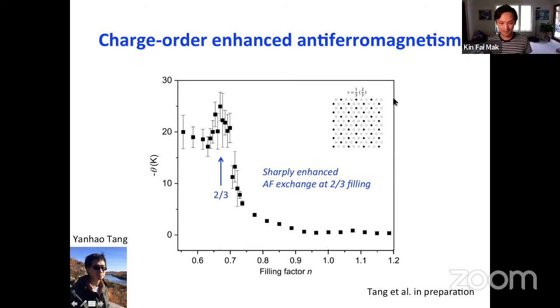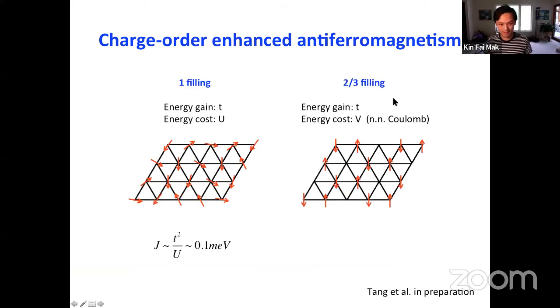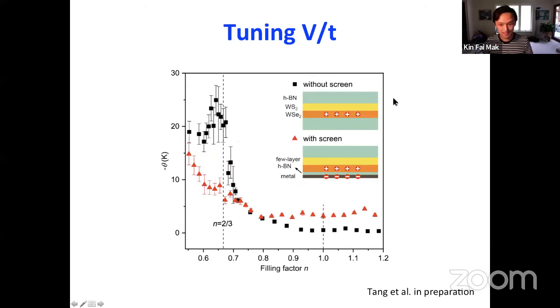near this 2/3 filling, and I don't think I have enough time to go through that. It's just some kind of an interesting itinerant hole exchange process, but I will skip that.